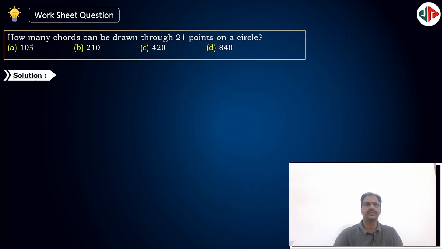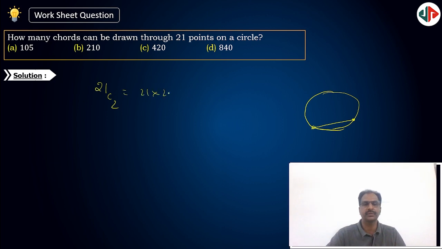Next, how many chords can be drawn through 21 points on a circle? On a circle, to draw a chord, how many points are required? 2 points. If you select 2 points and join them, you'll get a chord. So for every selection of 2 points, you'll get 1 chord. How many chords can be drawn through 21 points? It is nothing but the number of ways of selecting 2 points from 21, which is 21C2. 21 into 20 by 2, which is 210. Option B.